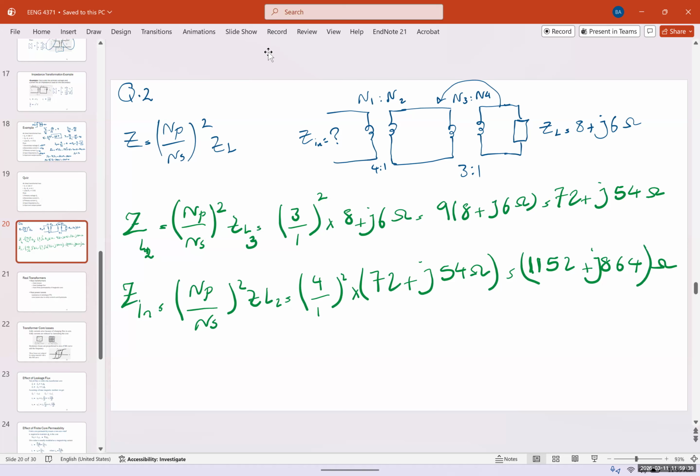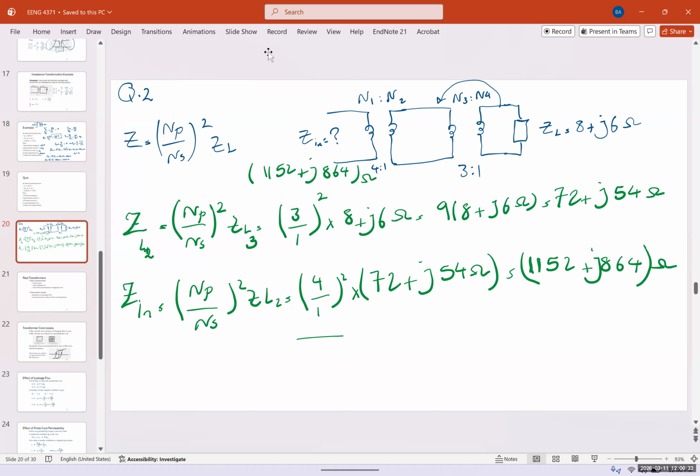So this gives us a very good picture on what a big impact a small load resistance has on the input. When it's transferred and you have multiple transformers, then an 8 ohm resistor, which is pretty low, becomes a 1 kilo ohm resistor, which is pretty high in a transmission system. So this is 1,152 plus J864 ohms. Is it clear? Yes? Okay.